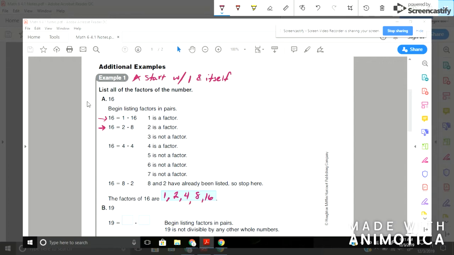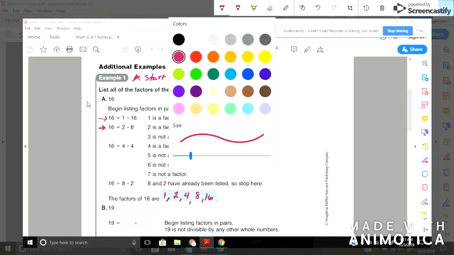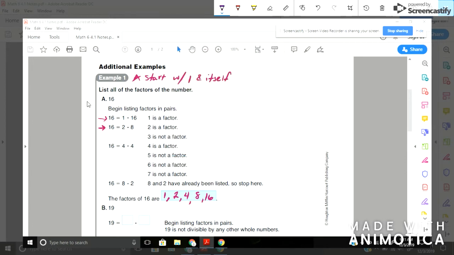All right, let's do another one, and I'll do the method that I prefer. Let's say 25. Find the factors of 25. Well, start with 1 and itself, so 1 times 25. Is 2 a factor? Well, is this an even number? Does it end with an even number? No, so 2 is not. 3, does 3 go into 25? No. 4, no. 5, yes, 5 is a factor because 5 times 5 is 25.